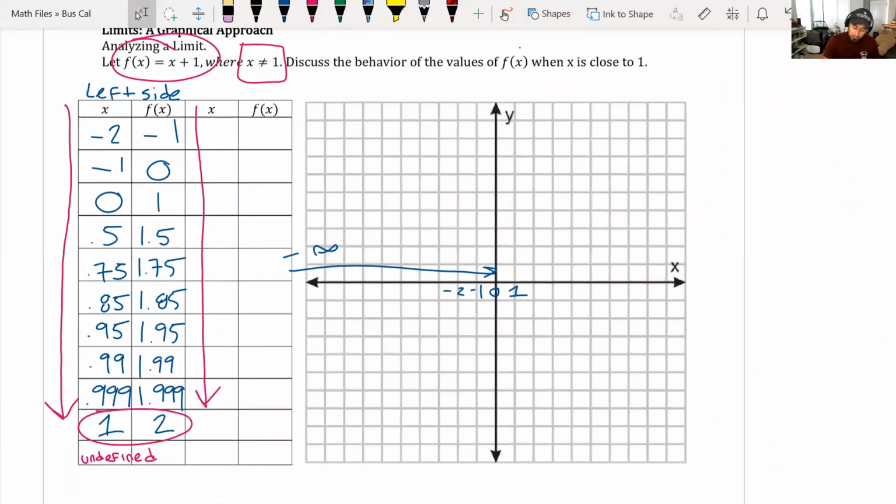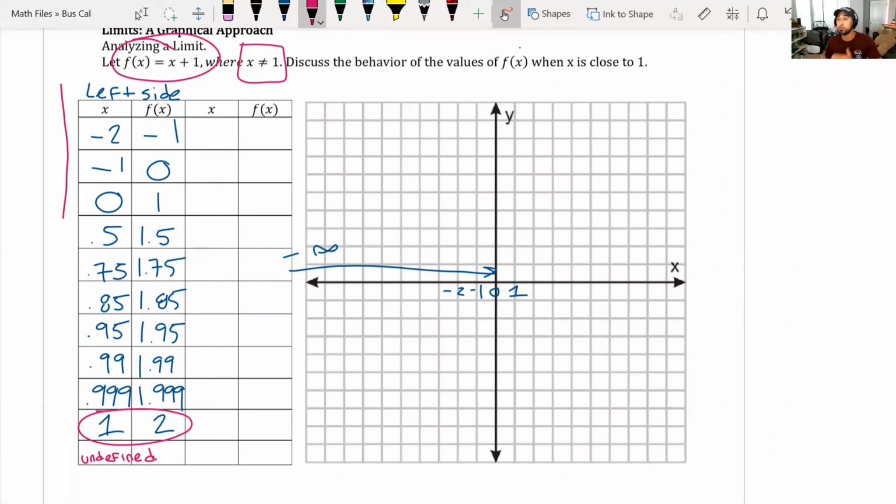Okay. So let's run it back. So what we're going to say is that as we approached 1 from the left side, so as our x values approached 1 from the left side, so as x got closer and closer and closer to 1, our y values got closer and closer and closer to 2. But because of our domain issue, y cannot be equal to 2.